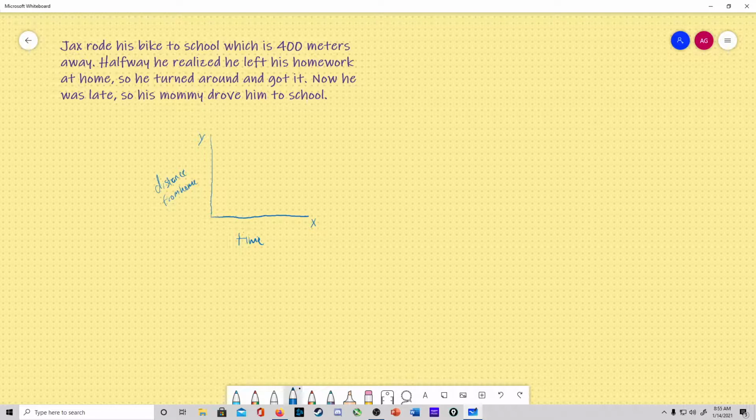So we're leaving home. So what we want to do is make sense of this. So this means that this would be home. This is zero. Zero distance, zero time. Jax is walking out of his door. And I'm just going to make a couple labels here because the story gives us some distances. It tells us that school is 400 meters away and that he turns around halfway. So that would be at 200. So those are going to be some markers that I want to mark down.